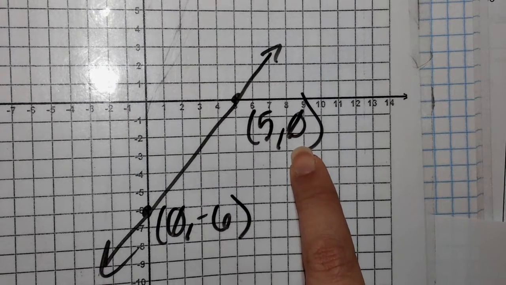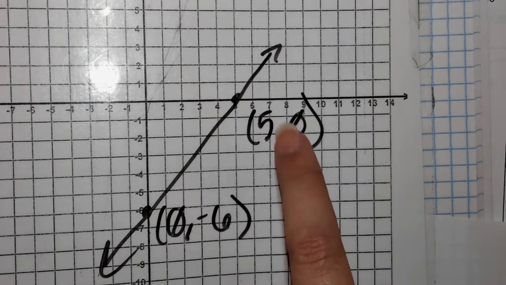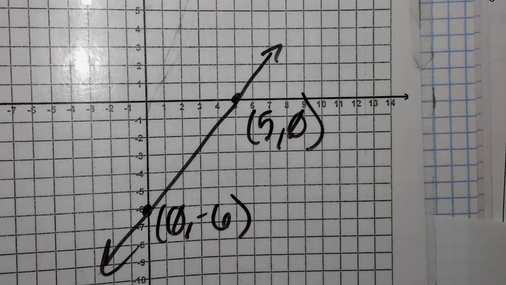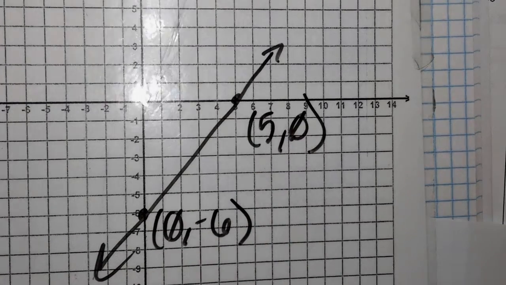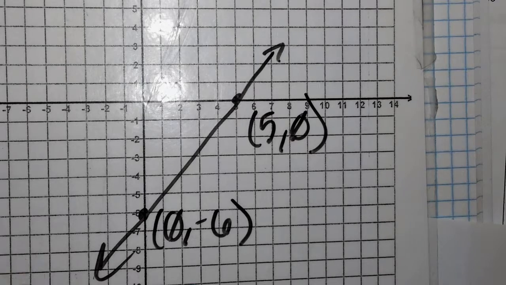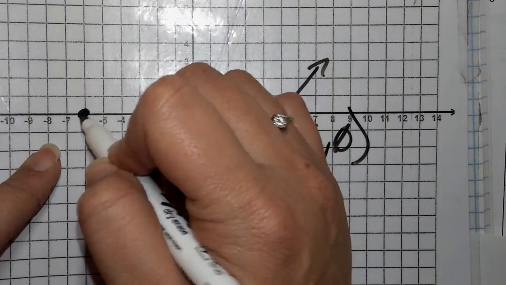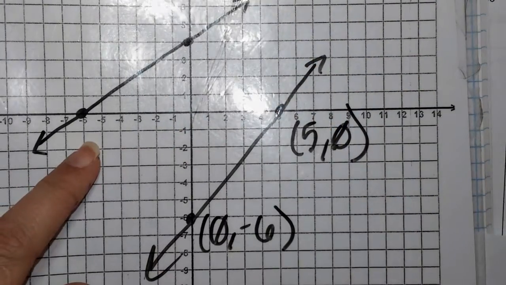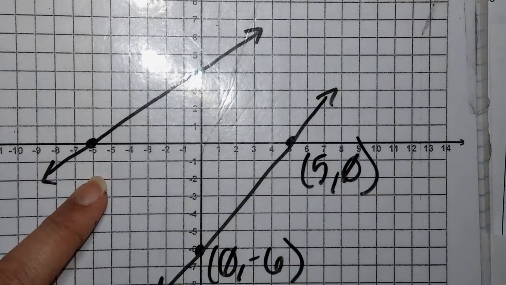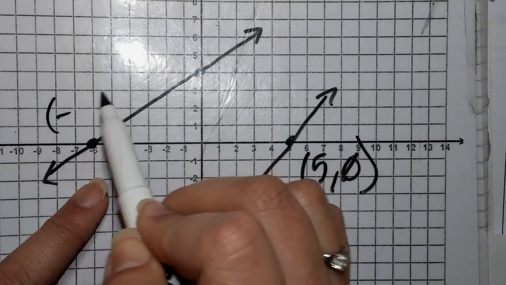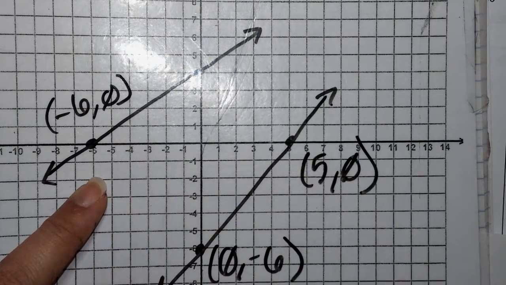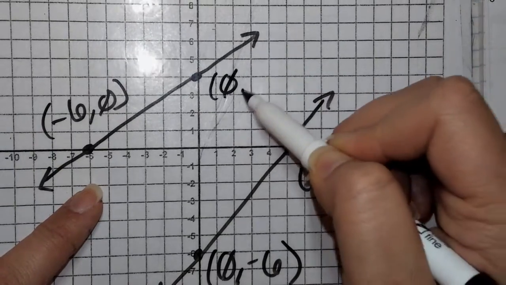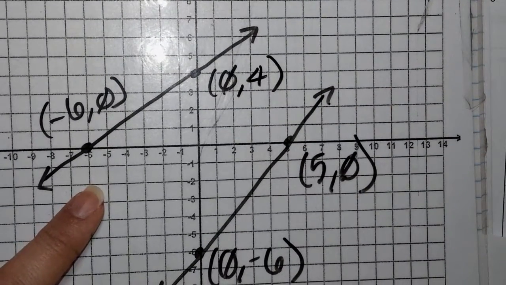Yes, look at it. On my x-intercept my y value was 0. Alright, what if I have this one? What's my x-intercept this time? Negative 5, 0. And what's my y-intercept? 0, 4. 1, 2, 3, 4.